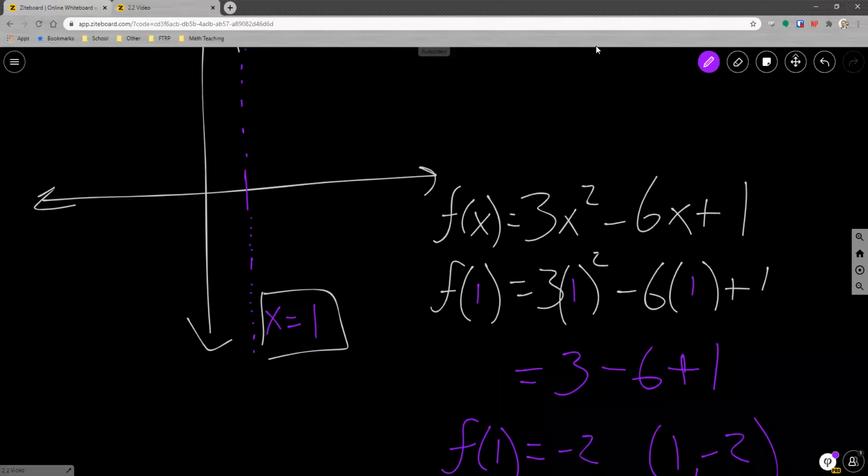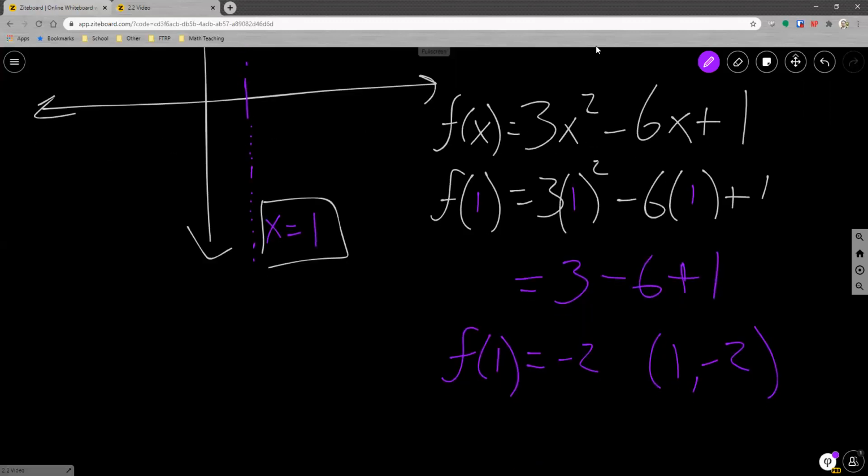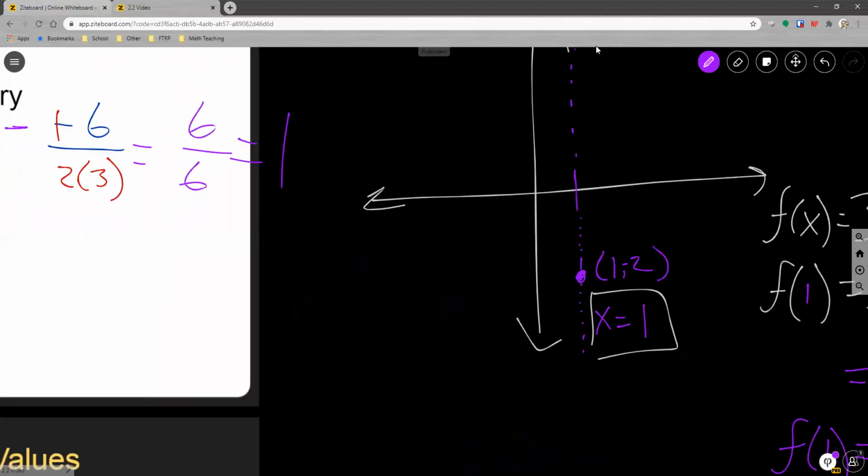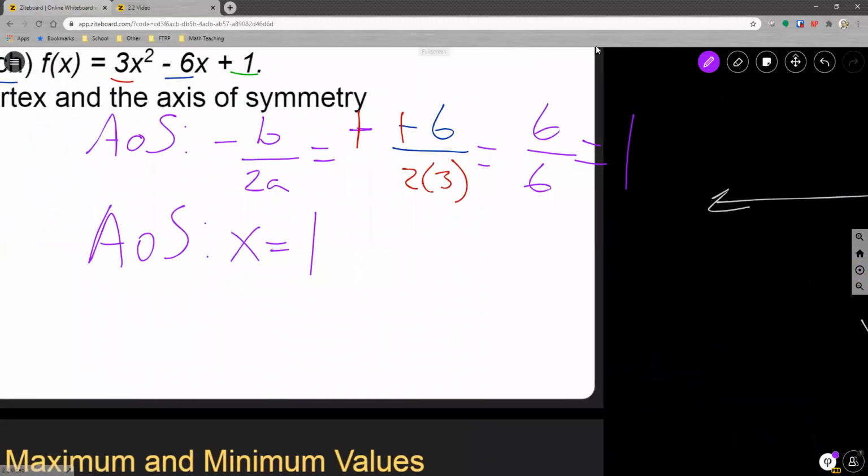But think about that. If my x value is 1, that means I'm on the axis of symmetry. If I'm on the axis of symmetry and I'm a parabola, that means that point right on the axis of symmetry is going to be the vertex. So I now know that my vertex is at 1, comma, -2. And there we go. Now I've got my vertex. Last thing I need to do is graph it.